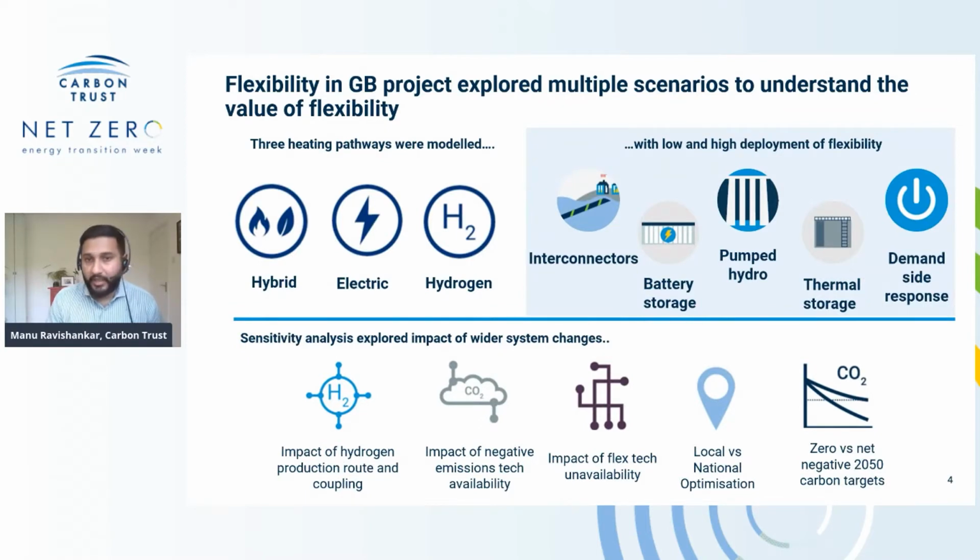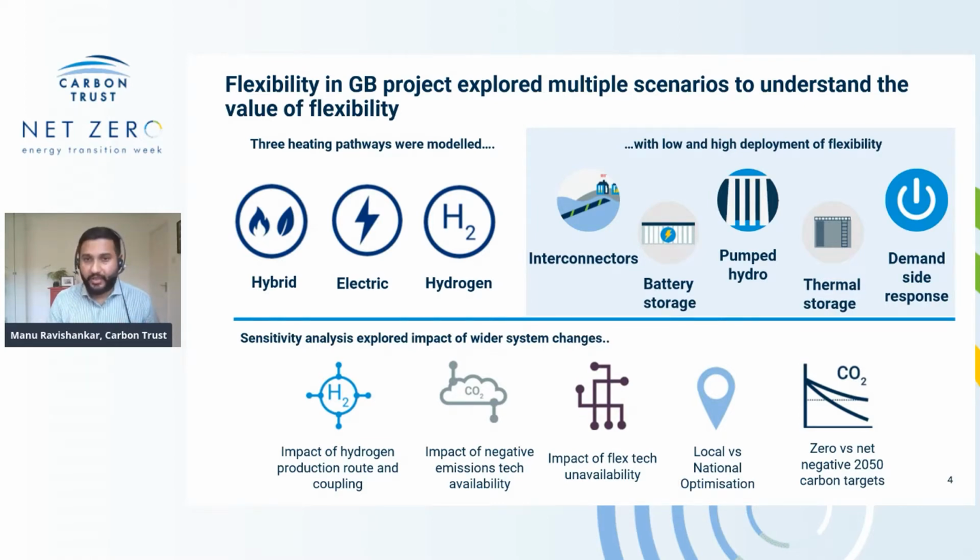So I would like to start off with a quick overview of the modeling approach to set the context for the results, which I will go through in the next few slides. We have taken a scenario-based approach to modeling the role and value of flexibility in 2050, given the uncertainties. And we chose the heat decarbonization strategy as the main aspect to differentiate the three core scenarios. So we've looked at a hybrid heating scenario, an electric heating scenario, and a predominantly hydrogen-driven heating scenario.